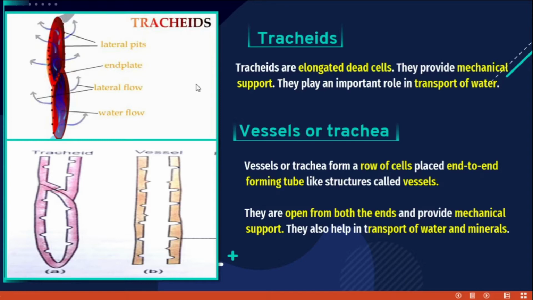Right. Next, vessels or trachea. Basically, trachea form a row of cells placed end to end or one over the other. Finally, it forms a tube-like structure. Okay. Look at this picture. You will understand very clearly. Both ends are open here. With the help of this, it can conduct water. And also it gives mechanical support to the xylem tissue.